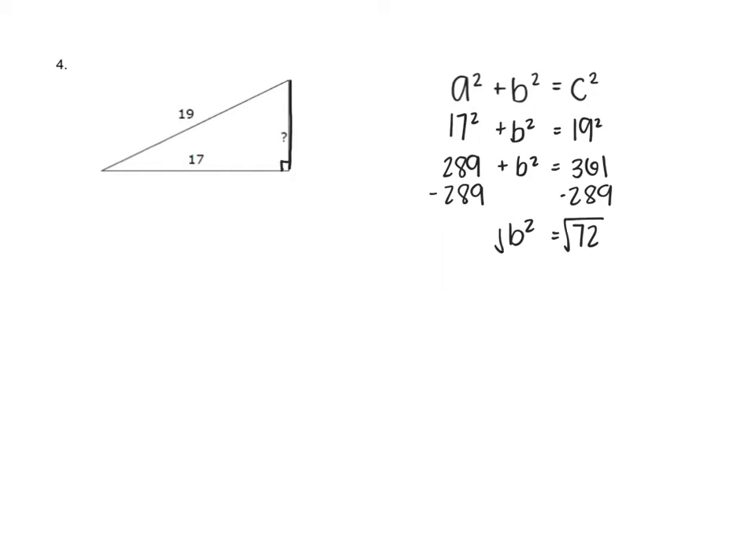We square root both sides, and when we do that, using our calculator, we get that b is equal to 8.5 when we round to the nearest tenth.